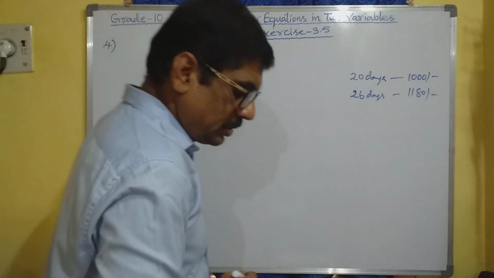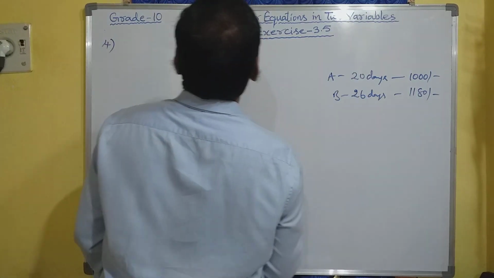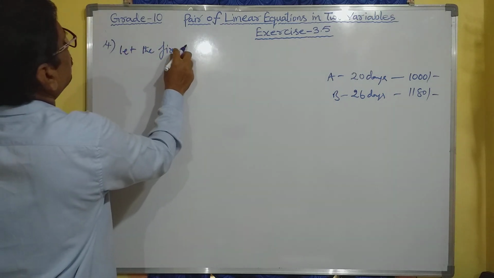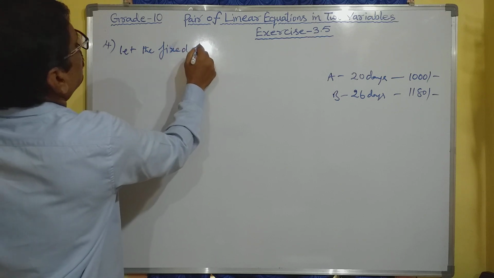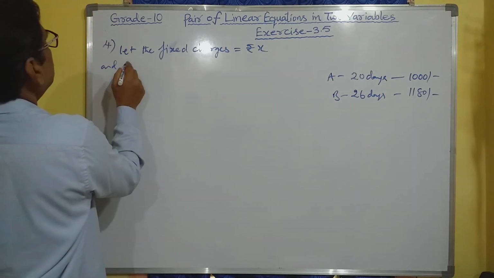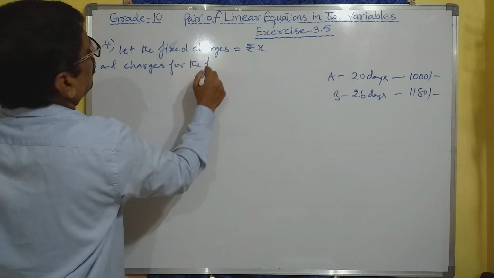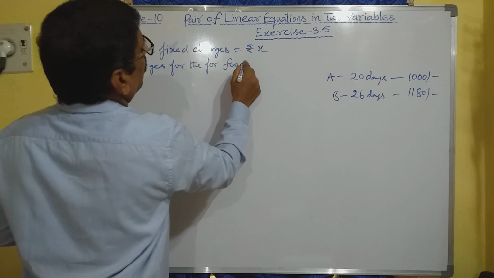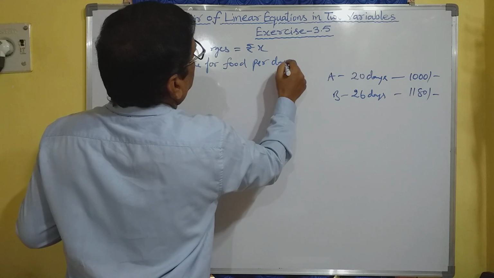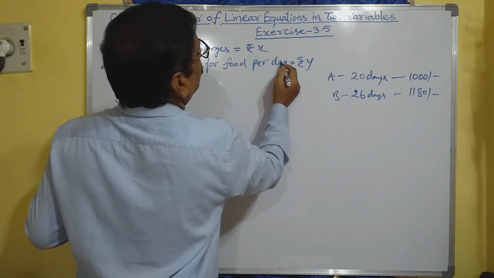Now we have to take the two people A and B. Now here we have to take, let the fixed charges be rupees X and charges for the food per day be rupees Y. We have taken Y. Now look at this.